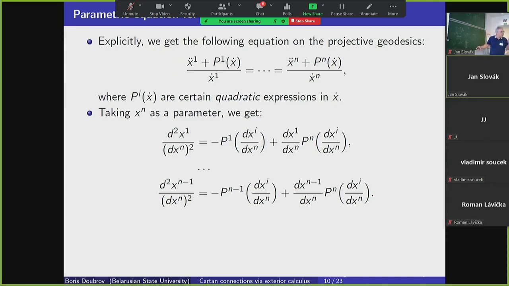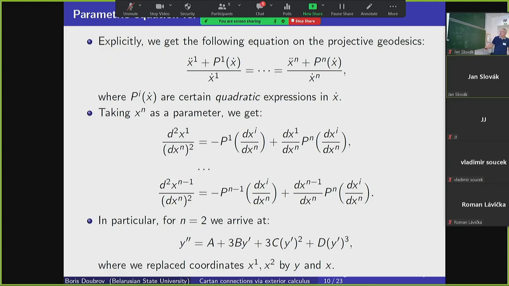These are the equations on your geodesics very explicitly given here, where again P1, etc., Pn are quadratic, non-homogeneous. So it is something that is quadratic in first derivatives. It will have 0 first and second terms, but not higher terms. So this is a very special kind of system of second-order ODEs that define your projective geodesics. If you go for n equal to 2, there will be just one equation left, and this equation will be particularly simple: the right-hand side is cubic with respect to y prime, because you get quadratic here, and going further you get cubic in this term.